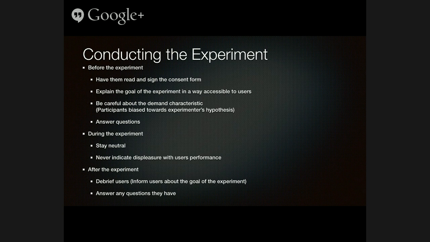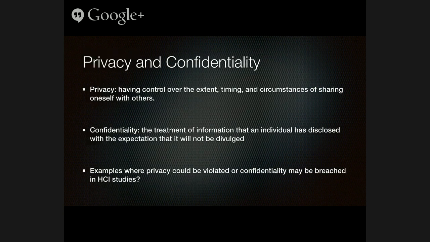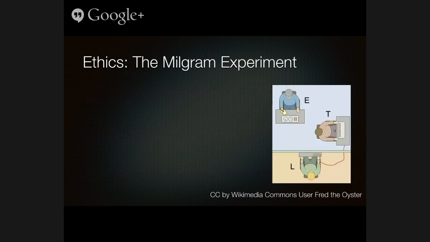Privacy and confidentiality are all about having control over the extent, timing, and circumstances of sharing information about yourself. And then there's lots of places where privacy has been violated, and we'll talk a little bit about a few of those.